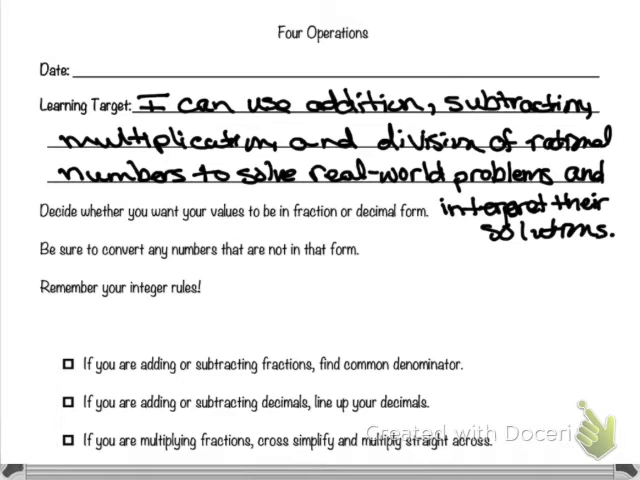If you are adding or subtracting fractions, you need to find your common denominator. If you are adding or subtracting decimals, you need to line up your decimals. If you are multiplying fractions, you need to cross simplify and then multiply straight across. Okay, remember those things.